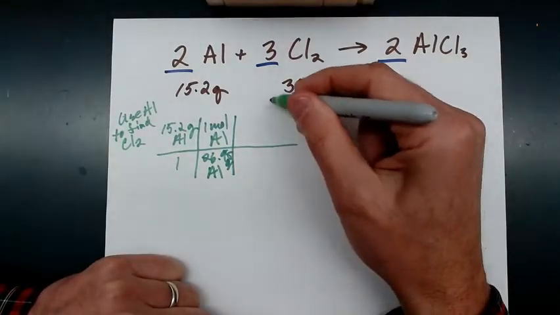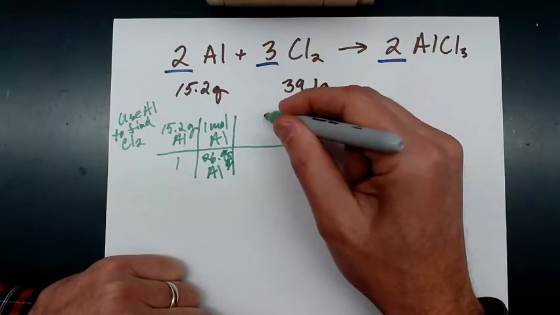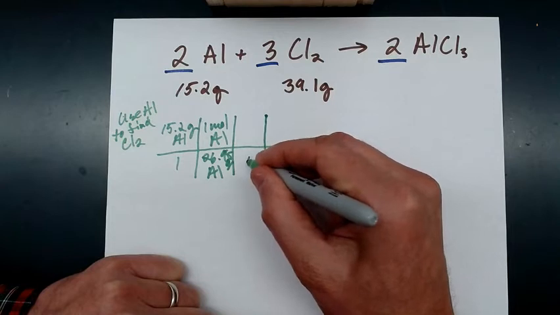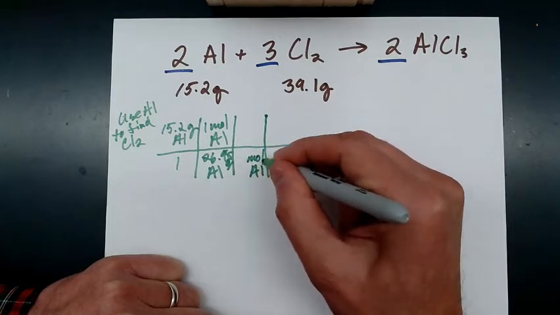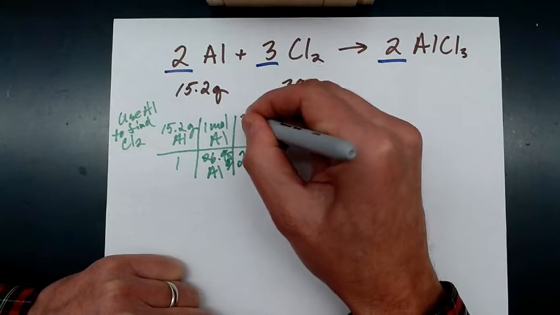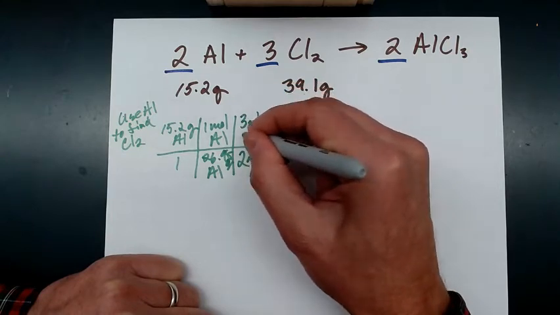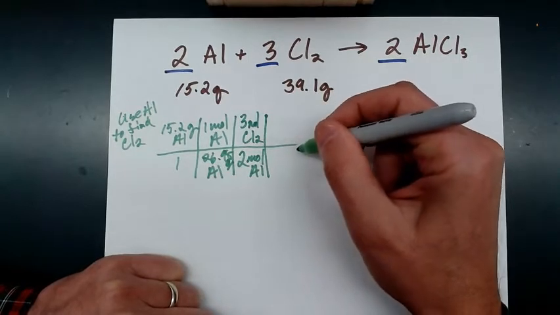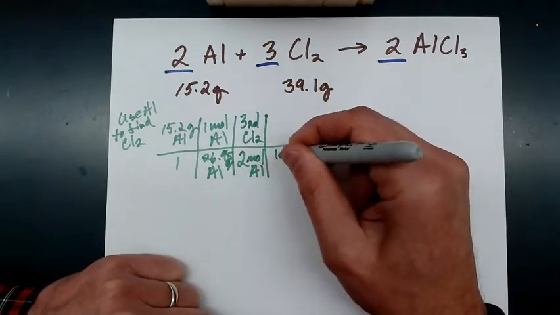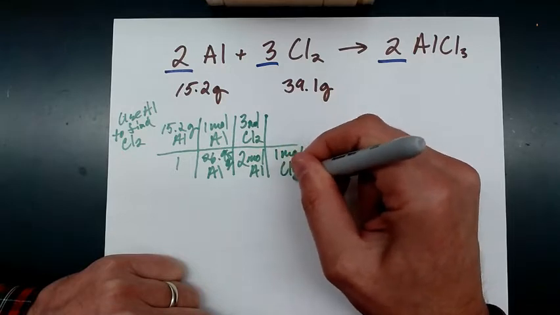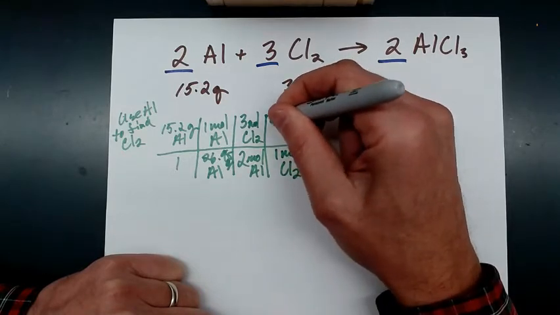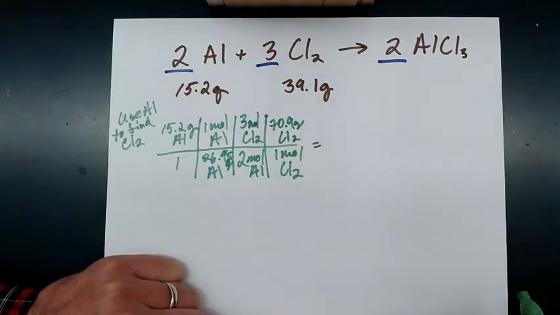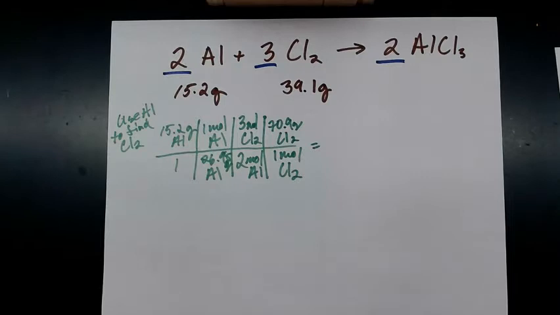The next thing I want to do is compare it to my chlorine in a mole to mole relationship, my mole ratio. So of course I'm going to put my moles of Al down here, and the number is 2, but it is 3 moles of Cl2 at the top. And then finally I'm going to do my molar mass of my chlorine. So I know that 1 mole of Cl2 is 70.9 grams of Cl2.